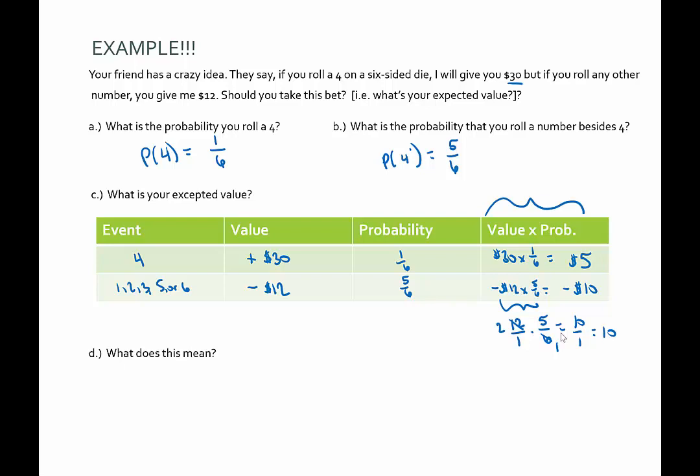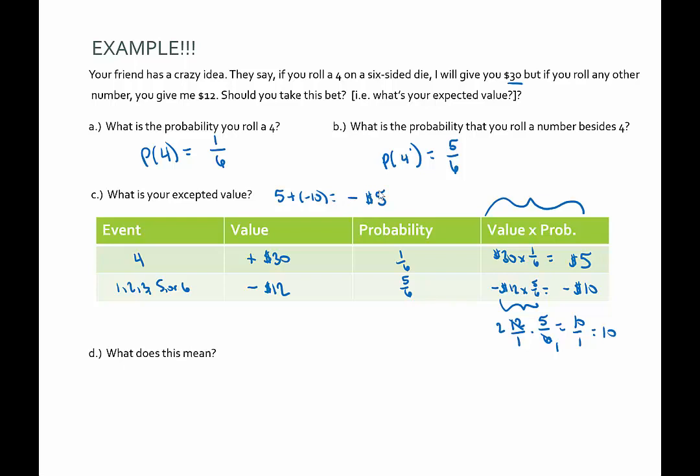And finally, the expected value, we're going to add up the values in this final column. That's positive 5 plus negative 10. Oh no. So my expected value is a loss of $5. I'm going to put the negative in front. A loss of $5. What does this mean?